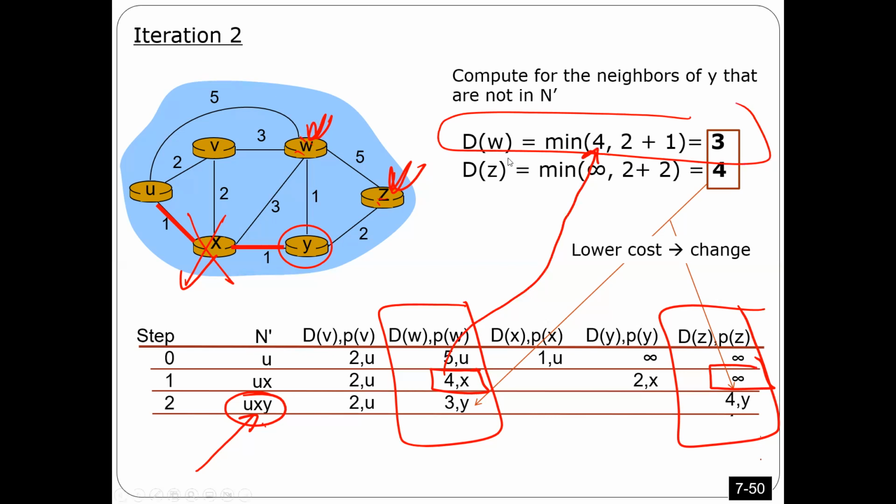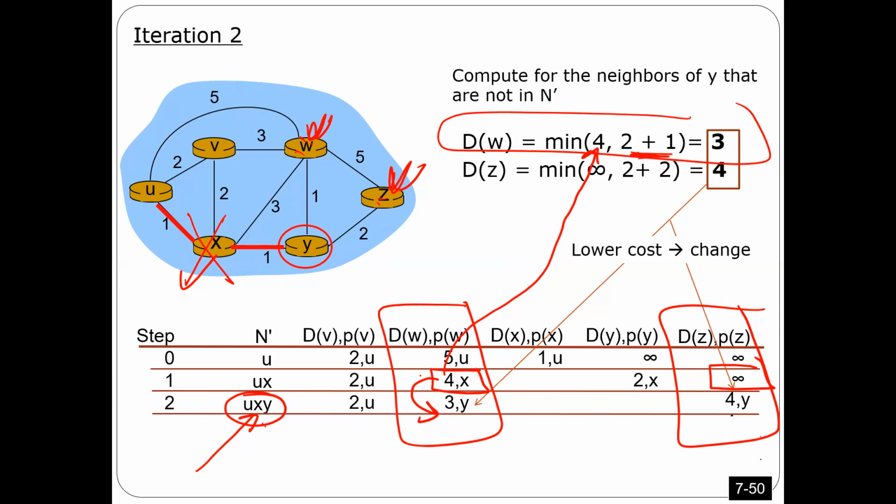But if you go through Y, you already have 1 and 1 here. So I have 2 plus 1 here. So it's gonna be 2 plus 1. For sure, if I go through Y, the cost will be 3. But originally it was 4, so now I'm gonna update this one. I'm gonna update it because I found a better path.